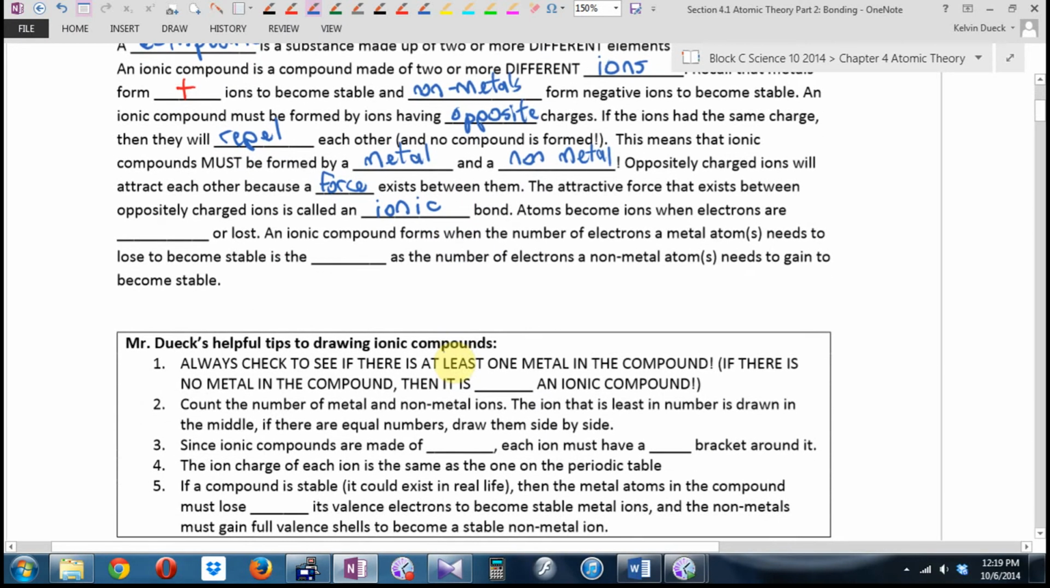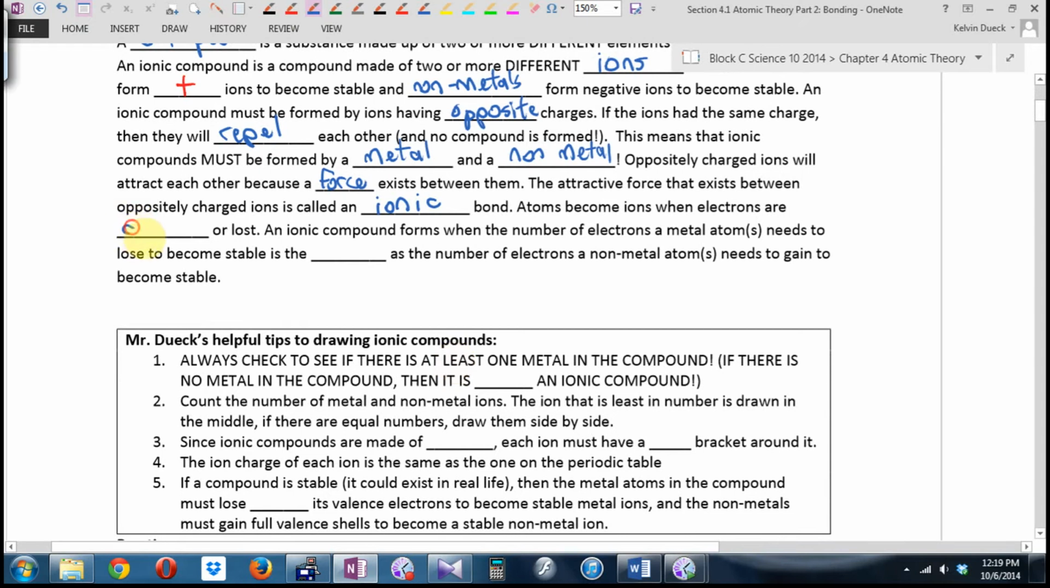Remember that atoms become ions when electrons are gained or lost. Just keep up from where we are. You'll get the rest of the missing stuff later, but don't fall behind trying to keep up, okay?